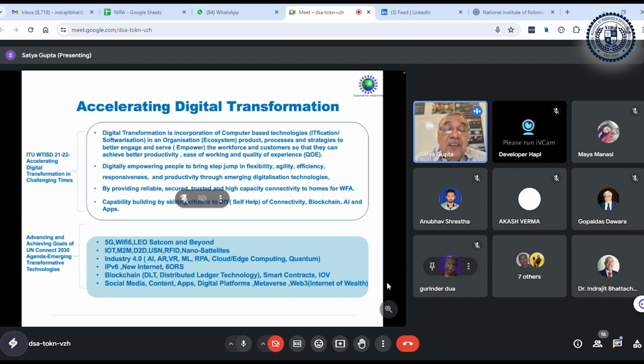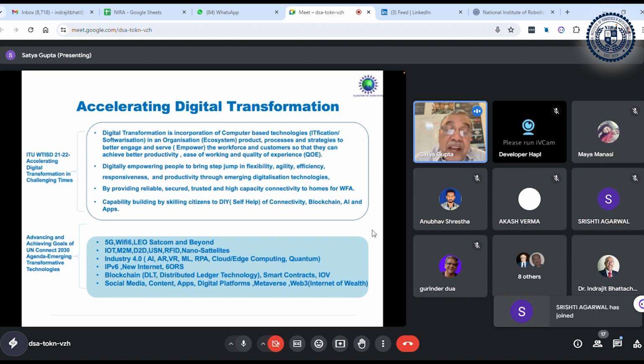It starts with 5G, Wi-Fi 6, now LEO, Satcom, IoT, M2M, RFID, nano satellites, Industry 4.0. That is what you all know, which is a combination of AI, AR, VR, ML, robotics, everything comes in Industry 4.0. And then these new emerging technologies where IPv6 comes, new internet, and blockchain, which you will be learning today. Blockchain actually is known as distributed ledger technology and also known as Internet of Value. And then you go further and further to Web 3.